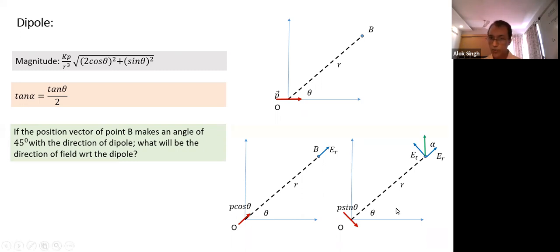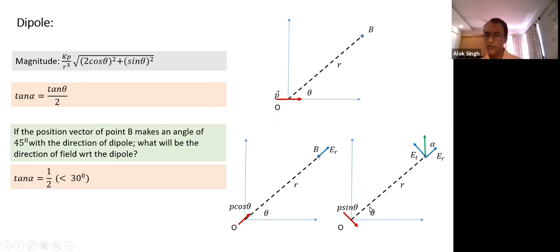All you need to do: theta is 45, I need to find the value of alpha. If I get an idea of alpha, I can figure out what angle the resultant field vector will make. So tan alpha, we know, is half of tan theta. Since theta is equal to 45 degrees, it will be 1 by 2. And when tan alpha is 1 by 2, it means alpha is less than 30 degrees. If alpha is less than 30 degrees, the angle the resultant field will make with the dipole will be less than 75 degrees.